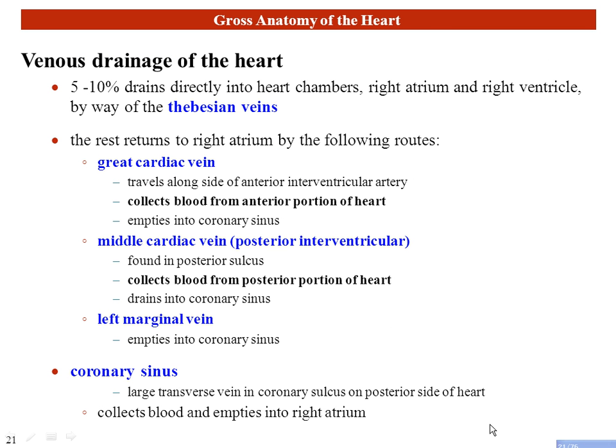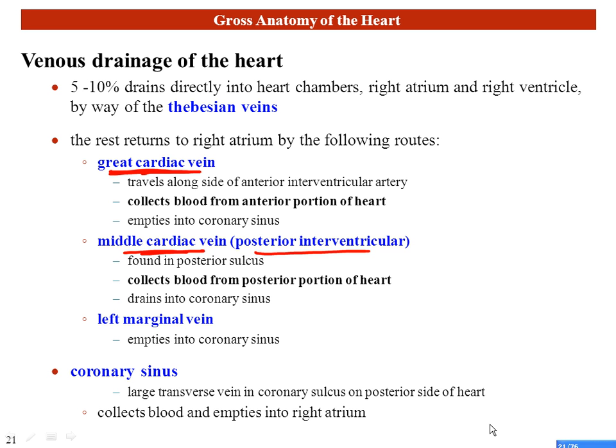Now, drainage from the heart is going to be through the coronary veins, and there are 4 major coronary veins that I'll highlight here. We have the great cardiac vein, which is found in the anterior interventricular sulcus. We have the middle cardiac vein, which is found in the posterior interventricular sulcus.